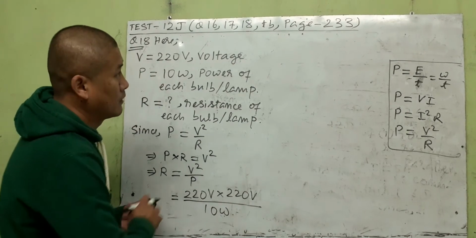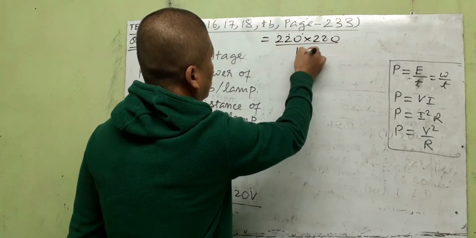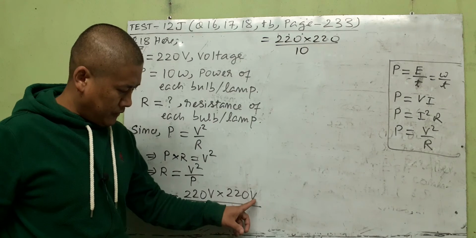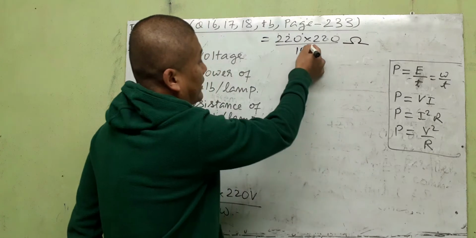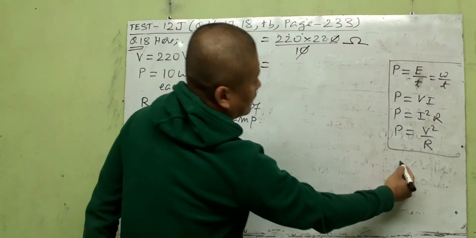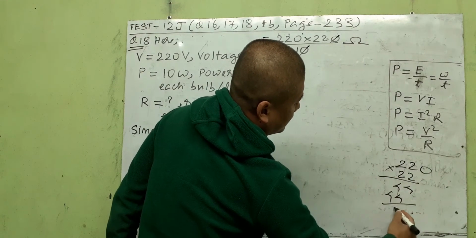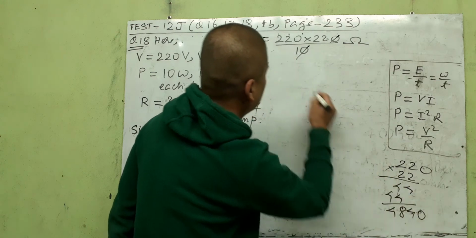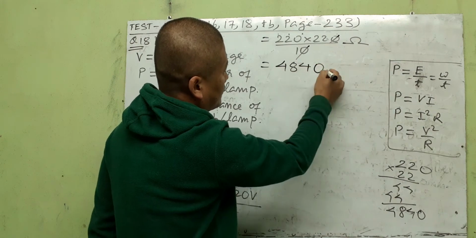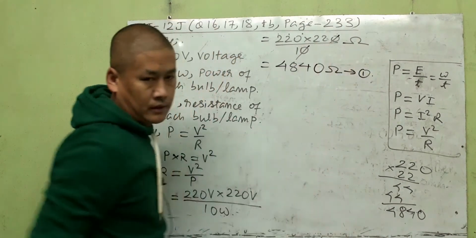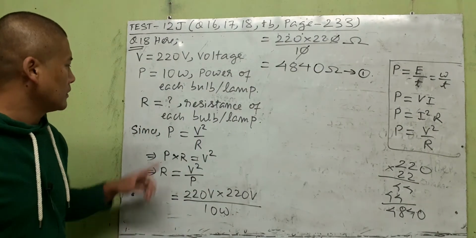next step, 220 into 220 divided by 10, and since everything is in the SI unit, volt, watt, so SI unit on the left hand side, resistance is ohms. We can just write like that. These two cancel, then 220 multiplied by 22 will give you 484, and 10 here. So each bulb is having a resistance of 4840 ohms. Let's keep this one as 1. So we found the resistance of one bulb, each bulb.